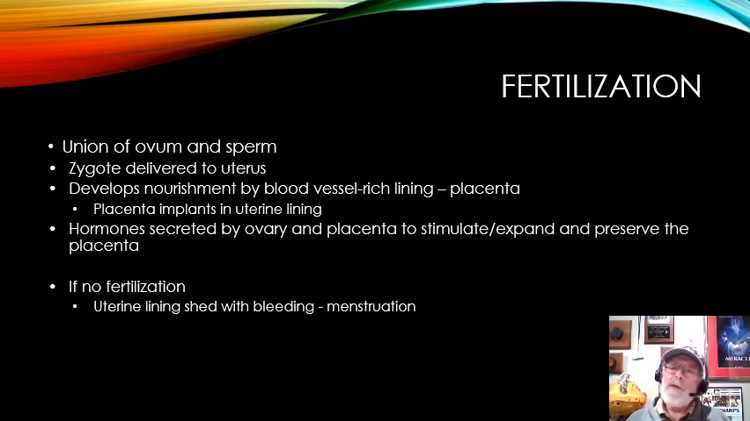What actually prepares the inside wall of the uterus to allow this implantation to occur is a very common hormone called estrogen. Estrogen makes the wall of the inside of the uterus, which is called the endometrium, thicker.